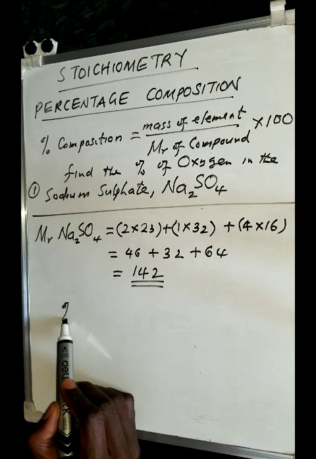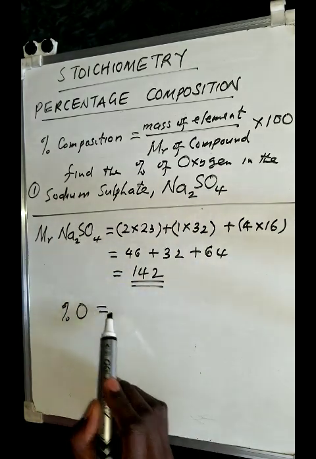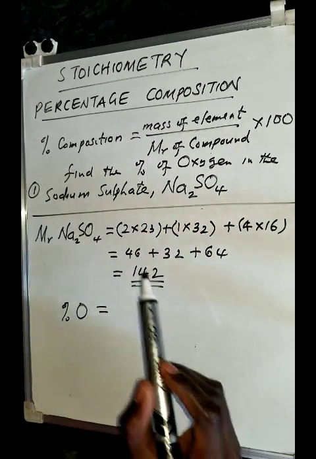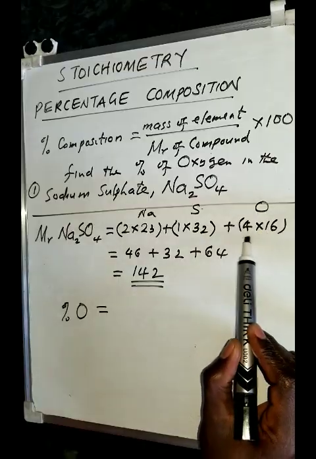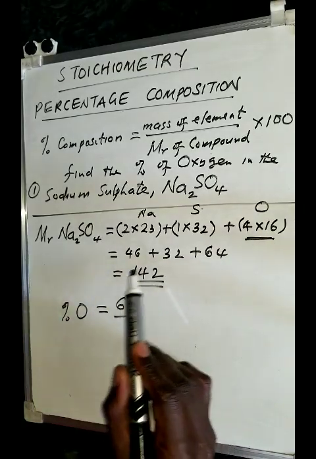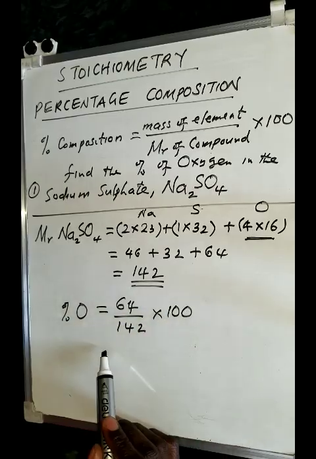So if I wanted to know the percentage of oxygen in the compound sodium sulfate, I'm going to ask what is the mass of the element I'm dealing with. Remember, this was for sodium, this was for sulfur, and that was for oxygen. So the mass of oxygen is simply 64 over the total Mr, which is 142. Then multiply this by 100%.